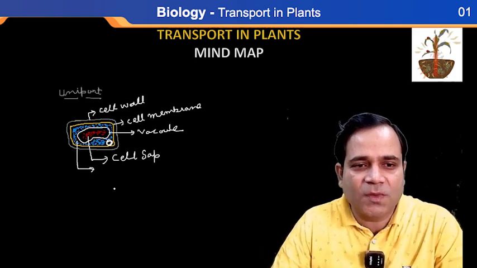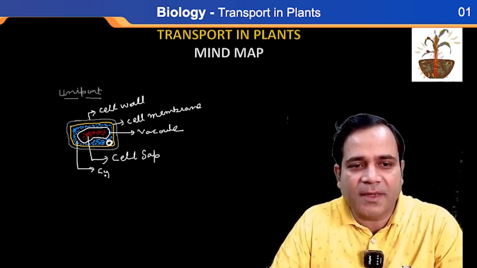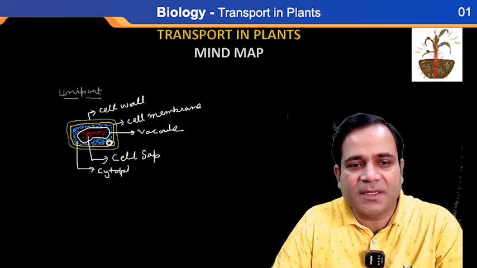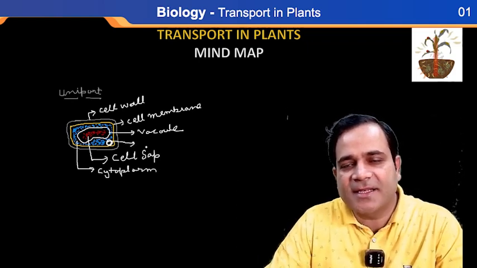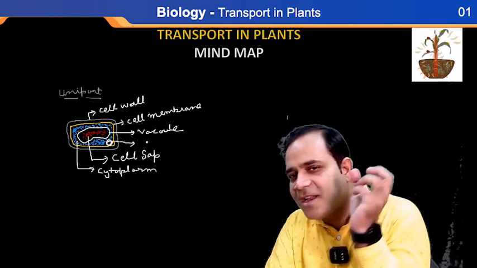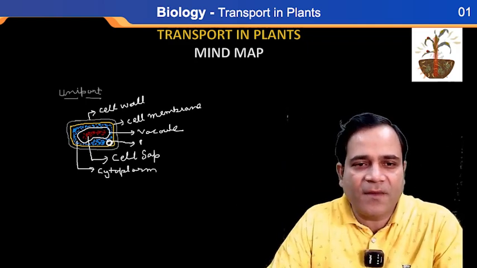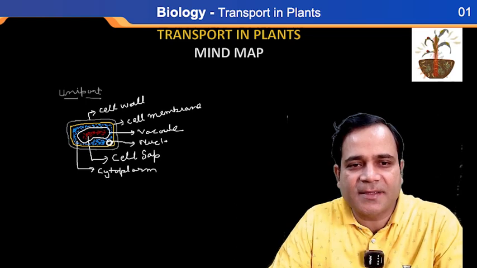Tell me first. No, you don't know. This one is cytoplasm. This one is what? Cytoplasm, my dear. And this one is what? Nucleus, which is located at the periphery. Located where? At the periphery. This one is nucleus, my dear.